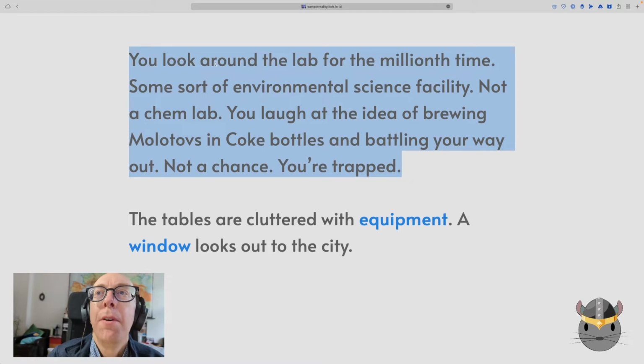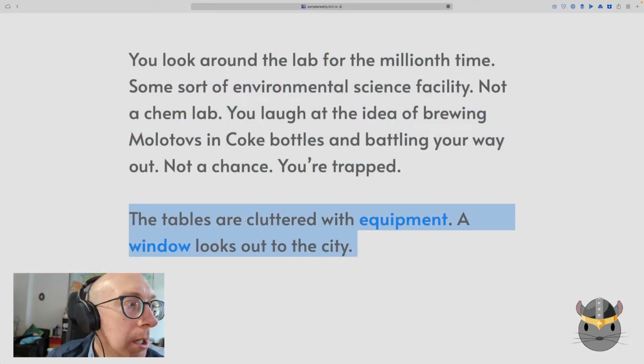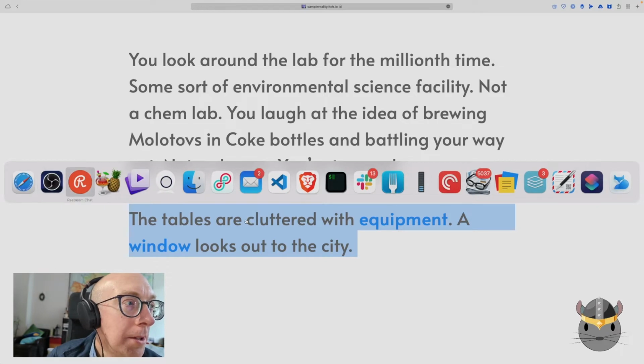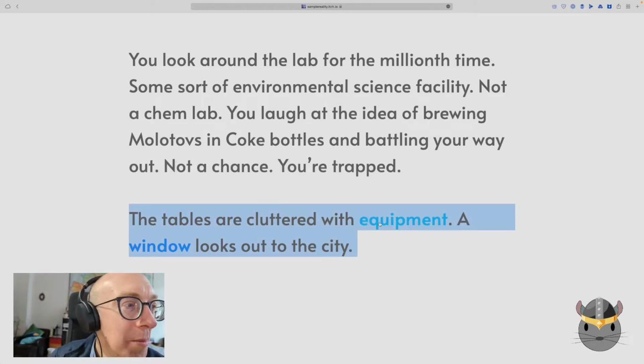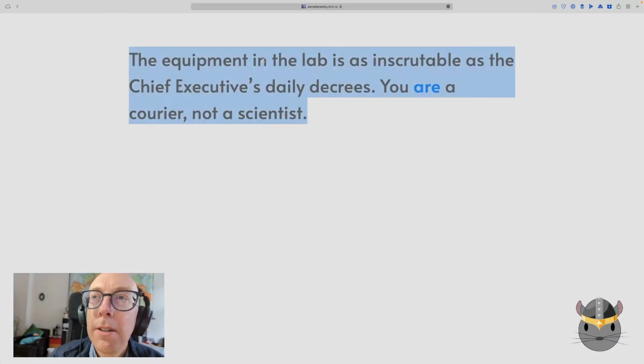You look around the lab for the millionth time. Some sort of environmental science facility, not a chem lab. You laugh at the idea of brewing Molotovs in Coke bottles and battling your way out. Not a chance. You're trapped. The tables are cluttered with equipment. A window looks out to the city. Let's continue down the equipment path. Why not? The equipment in the lab is as inscrutable as the chief executive's daily decrees. You are a courier, not a scientist. I guess we have no choice here.